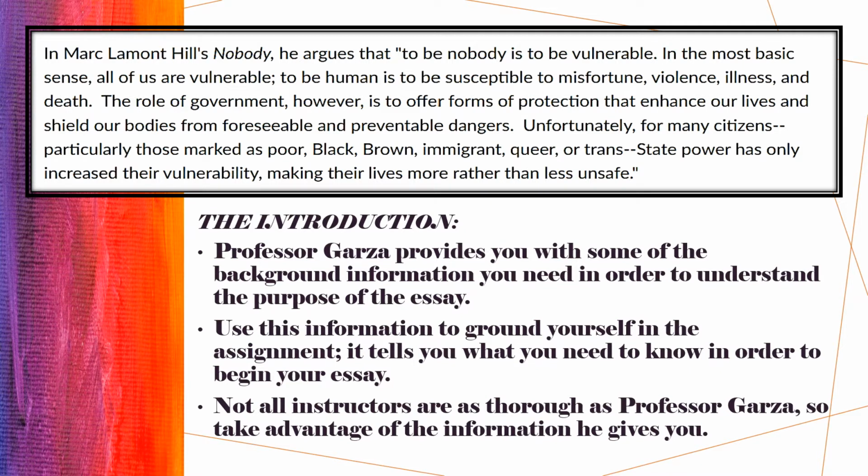For essay number 3, you are examining Mark Lamont Hill's Nobody, in which he argues that to be a nobody is to be vulnerable. In the most basic sense, all of us are vulnerable. To be human is to be susceptible to misfortune, violence, illness, and death. The role of the government, however, is to offer forms of protection that enhance our lives and shield our bodies from the foreseeable and preventable dangers.